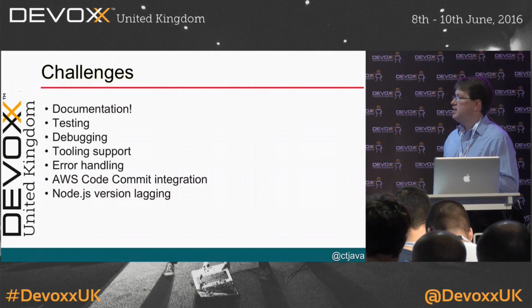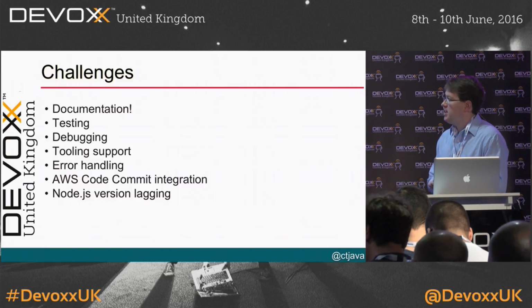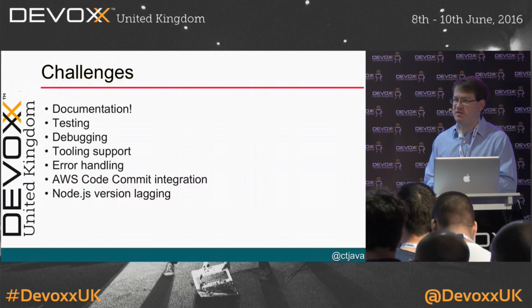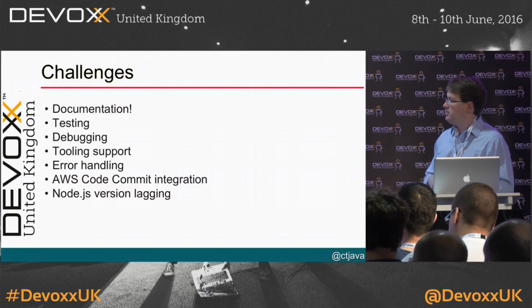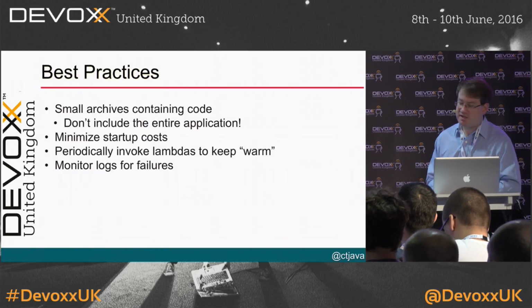Tooling support and error handling can be kind of challenging. You have to write something to parse the log files. Right now there is no integration with the AWS CodeCommit, which is kind of frustrating. So they've got these nice environments for you to be able to upload code, but there's no integration between them. With Node.js, the version is lagging.